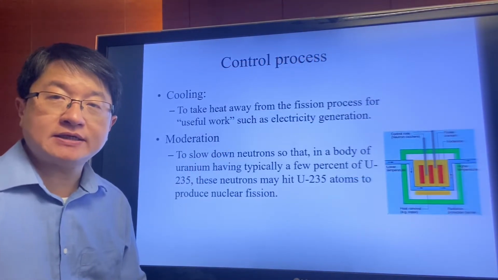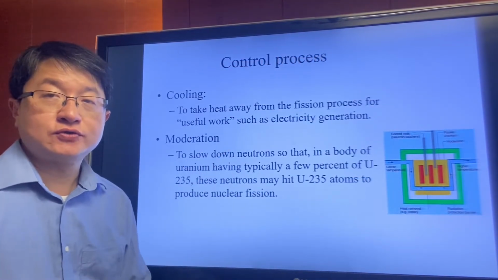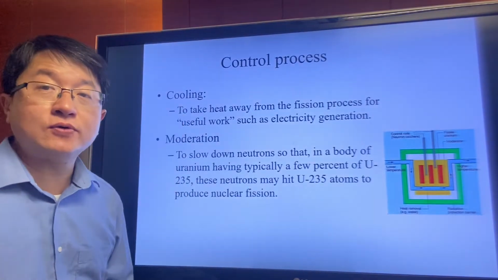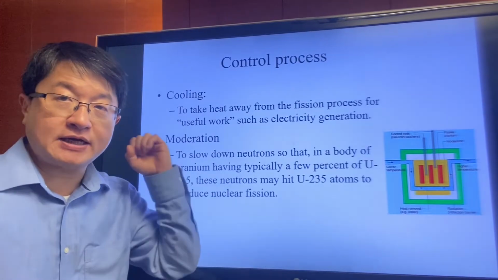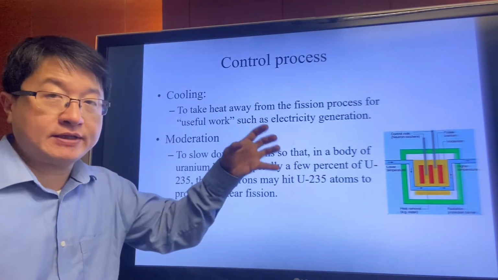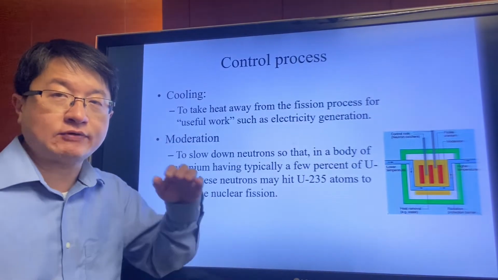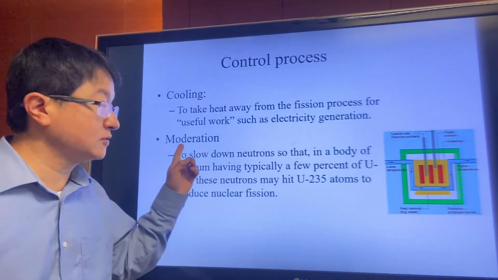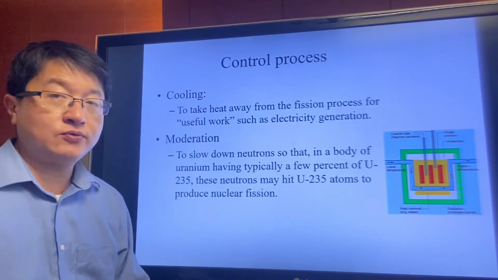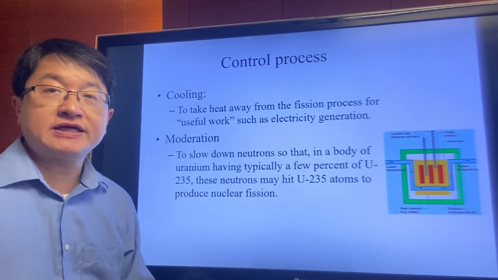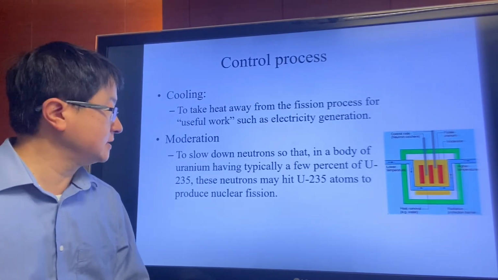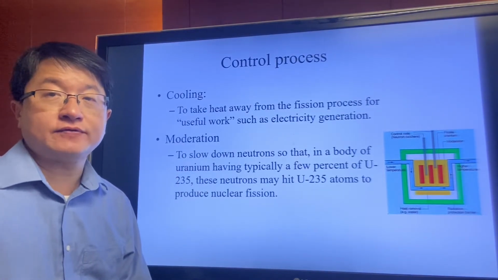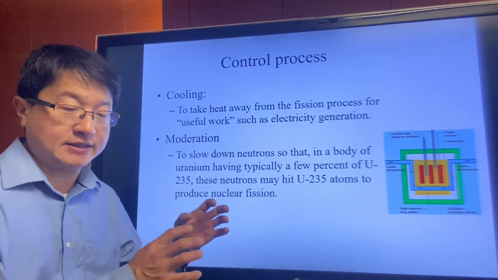In this nuclear reactor, there are two processes to control the temperature inside the reactor. One is by controlling the cooling effect, the amount of heat to be taken out from the reactor. We take away the reactor heat so that we can keep it in a safe temperature range. Another method is to make use of a process called moderation. We control the rate of nuclear fission reactions inside the reactor.